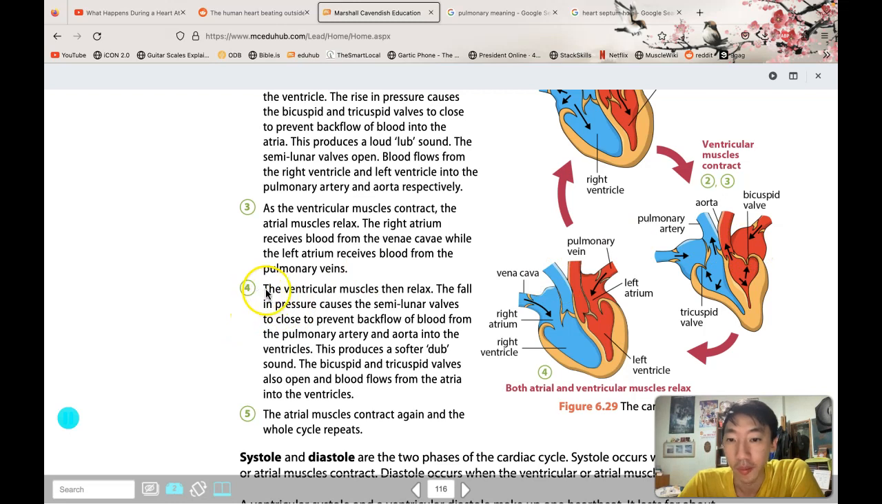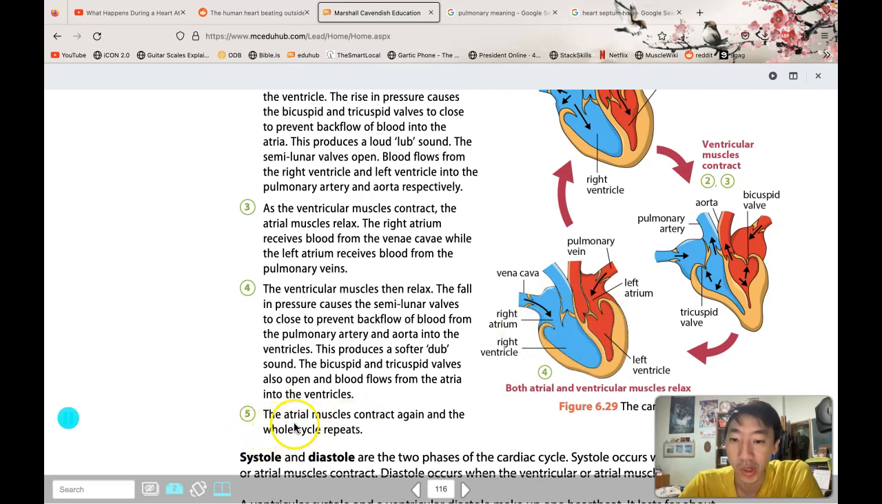Then step 4, the ventricular muscles then relax. The fall in pressure causes the semilunar valves to close to prevent backflow of blood from the pulmonary artery and aorta into the ventricles. This produces a softer dup sound. The bicuspid and tricuspid valves also open and blood flows from the atria into the ventricle. So step 4, right? This one the valve closes, this one the valve opens, then blood flows.